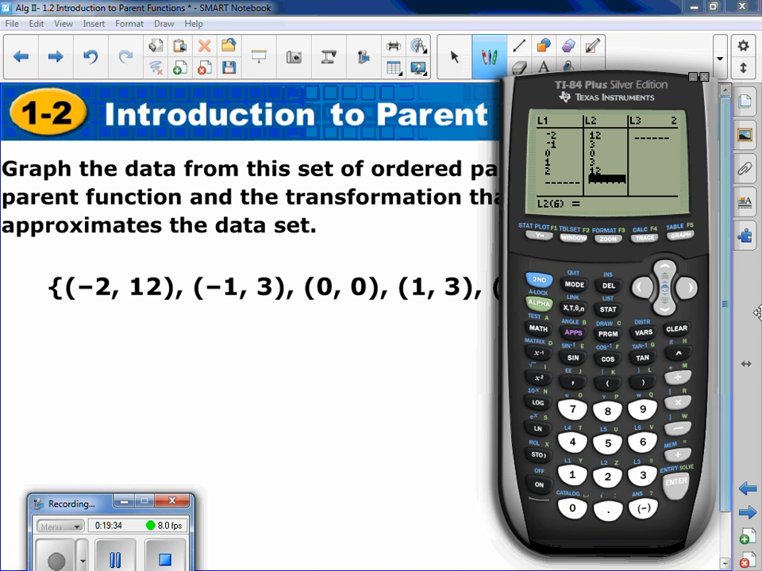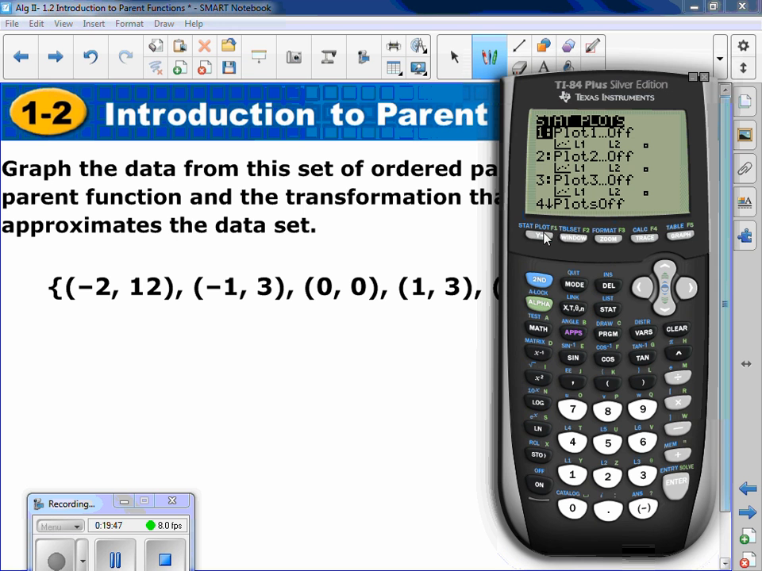Now I have the information in the calculator. In order to graph it, I have to tell the calculator to graph the statistics. Notice above the y equals it says stat plot. If I do second, y equals, it should say all the plots are off. I'm on number 1, so I can either press the number 1 or press enter. I want to turn this plot on. I can move left and right. I want it turned on.